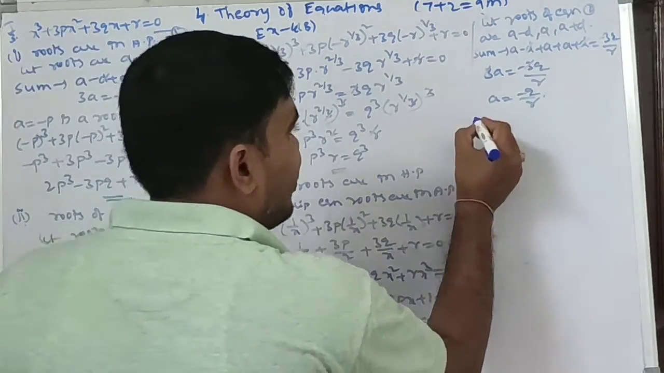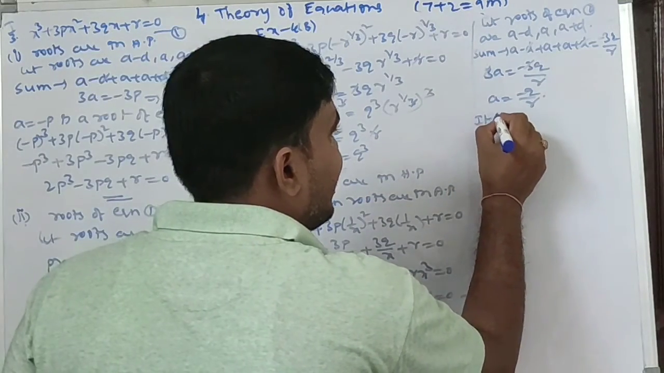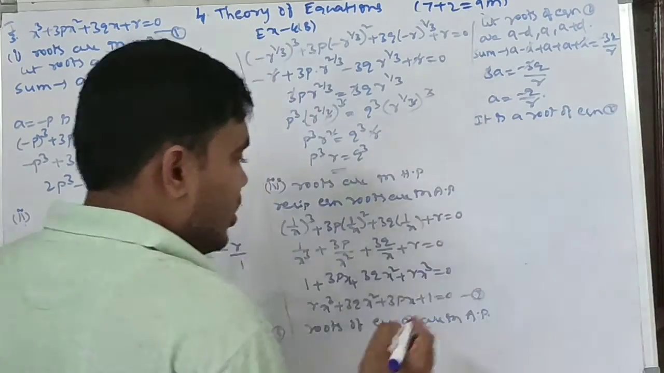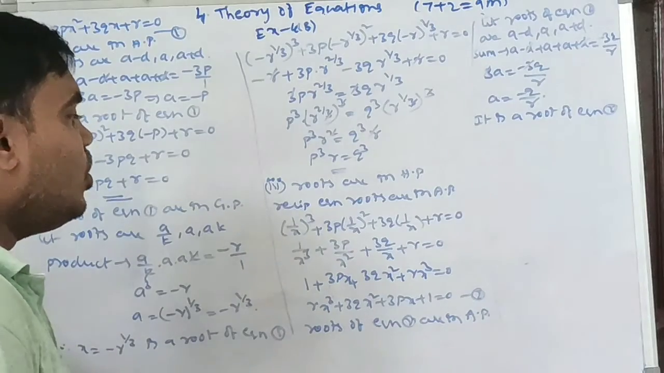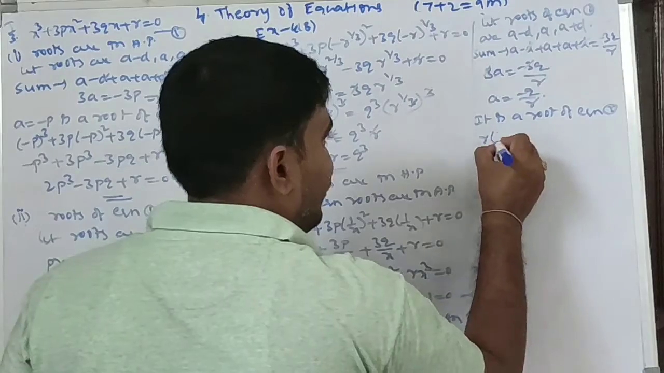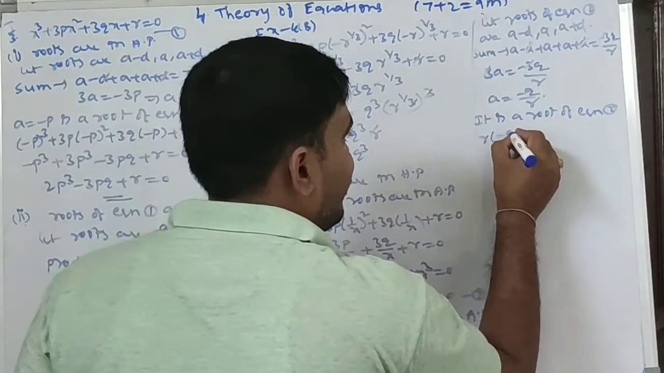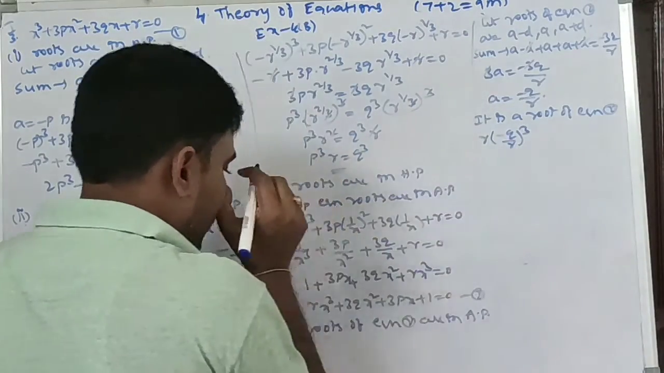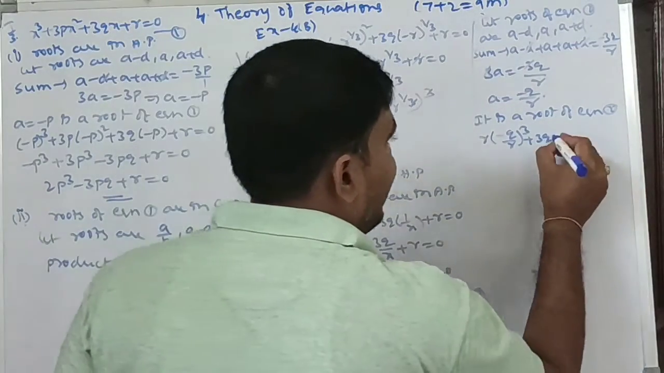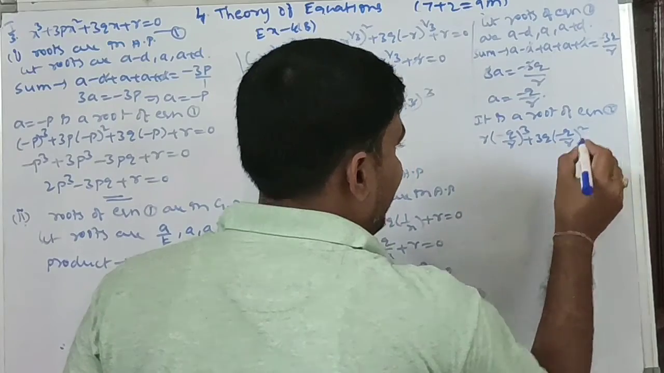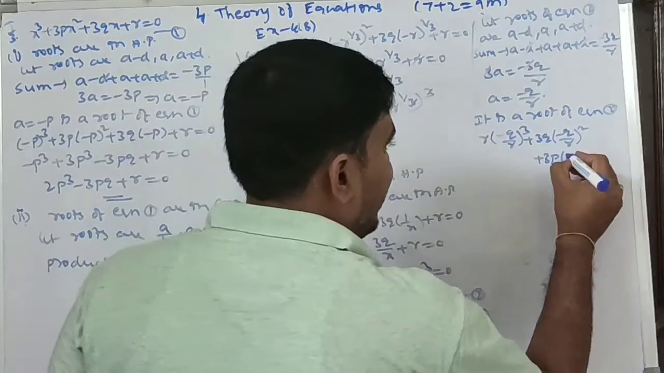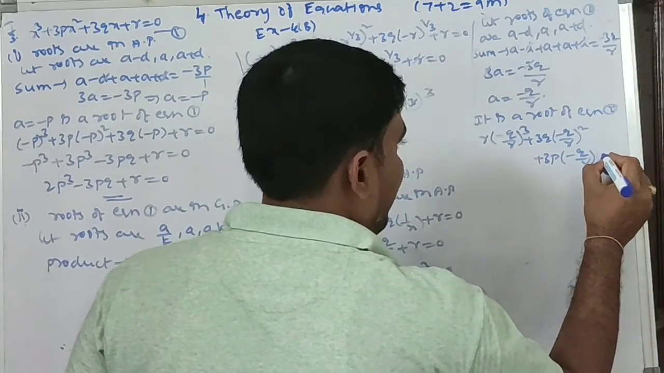So a equals −q/r, it is a root of equation 2, not 1. So it is the root of equation 2. So I want to substitute in this equation: r(x − q/r)³ next plus 3q(x − q/r)² plus 3p(−q/r) plus 1 equal to 0.